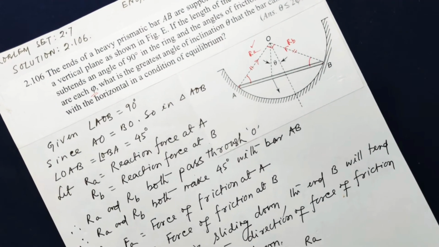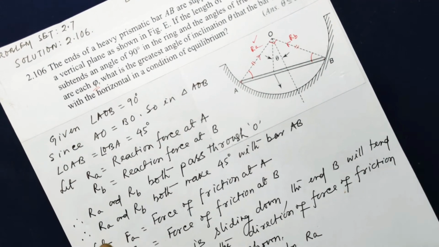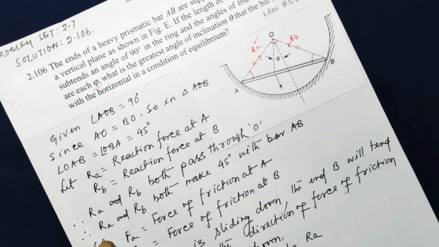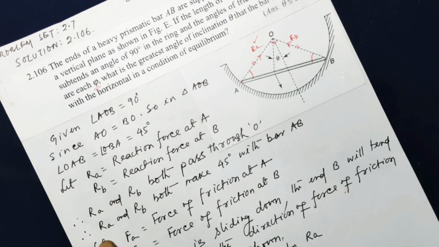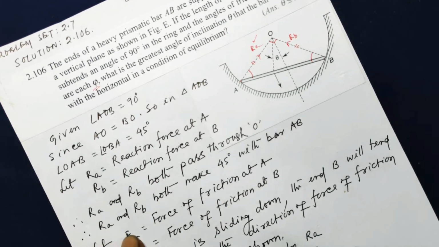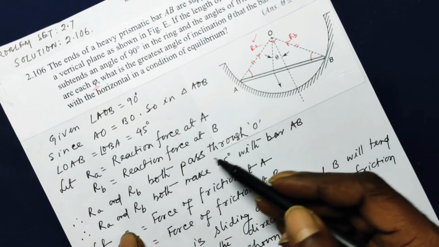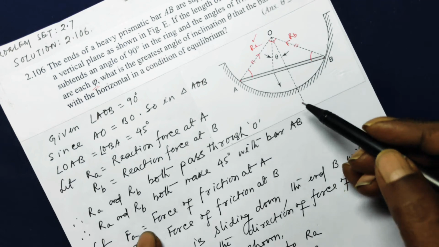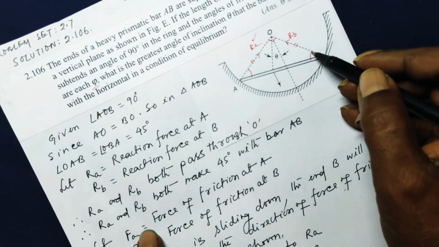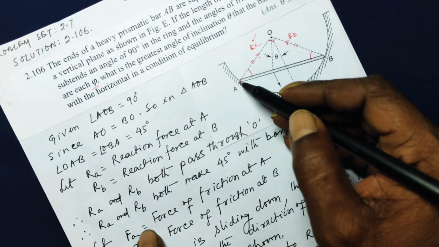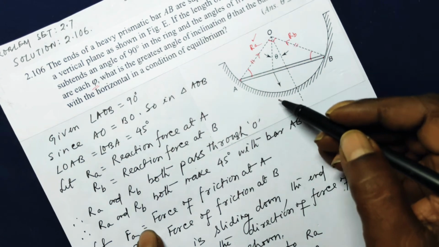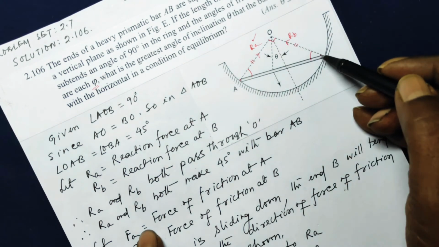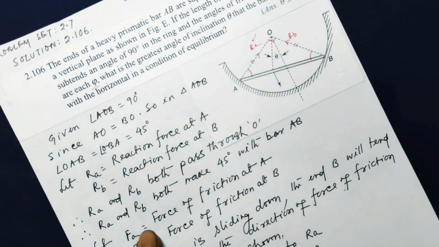Therefore, RA and RB both pass through the point O, the center of the ring, which is in a vertical plane and the prismatic bar is supported in it. Therefore, RA and RB both pass through O. RA and RB both make 45 degrees with bar AB. This is 45, this is 45. This is because triangle AOB is isosceles where side AO is equal to side BO.